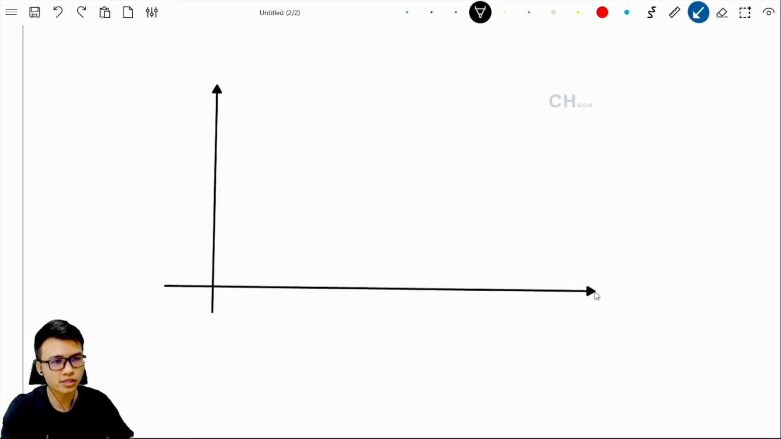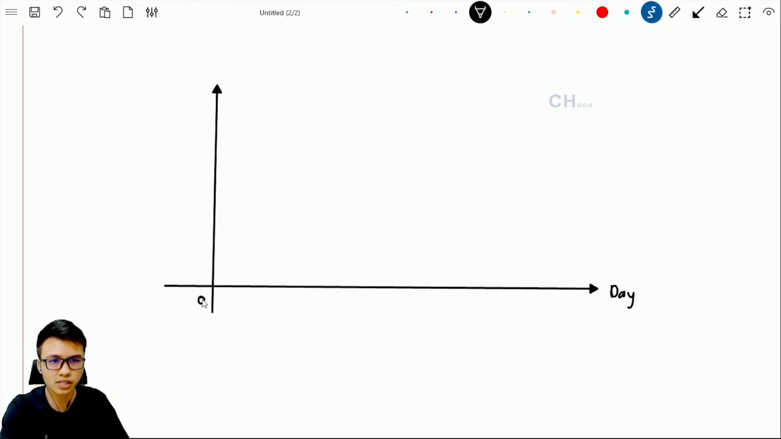Let's draw out the y-axis and the x-axis. The x-axis will be the day. Normally it's from day 0 to day 28. And the y-axis will be the hormone level.